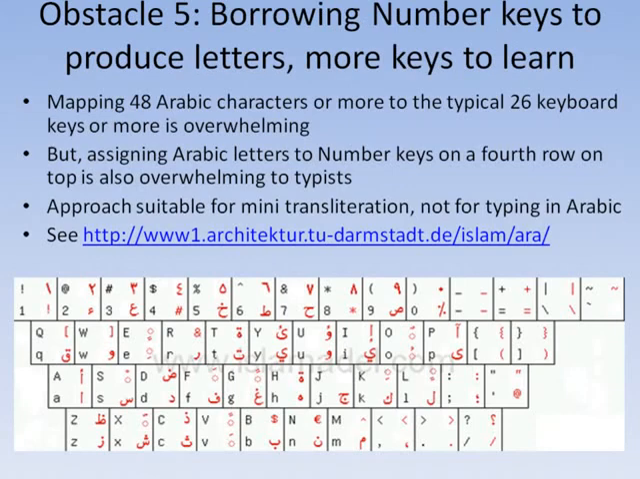A fifth obstacle is designating some of the number keys to produce some of the Arabic letters. Common mappings are 2 for Hamza, 3 for Ain, 5 for Kha, and so on. This approach is mostly used for writing Arabic in Latin-derived characters and is not designed for typing in Arabic anyway. Adding a fourth typing row simply slows typing performance down.